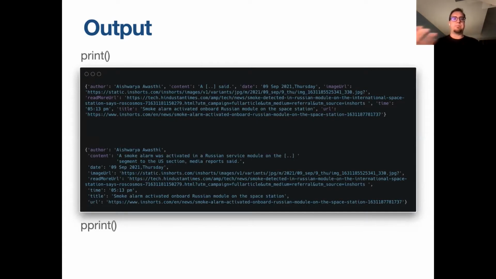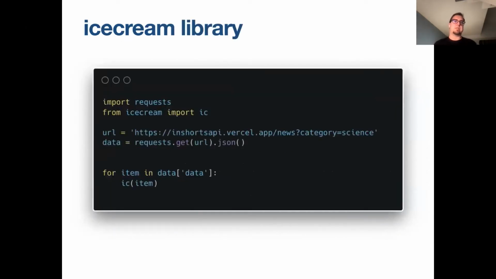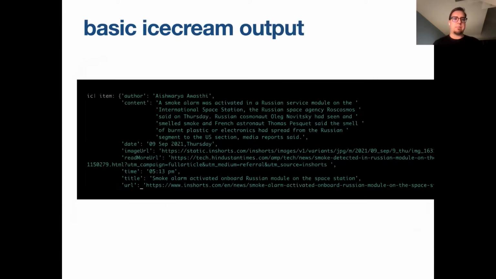So we get either some text mashed up together, or maybe pretty print tries to format it a bit nicer. And here is where the icecream library comes in. You install it with pip as any other Python package, and then you use from icecream import ic, and you just use ic(item) just as you would with print, and you get a much nicer output.